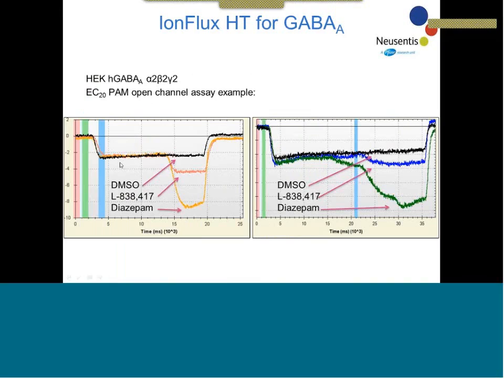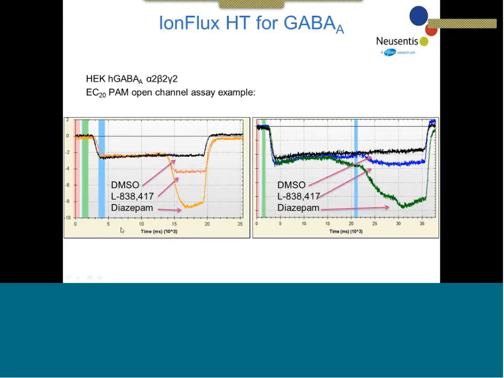So this is for GABA-A using an in-house cell line with alpha-2 subunit. We're applying an EC20 of GABA and then different positive allosteric modulators in an open channel assay format. What that means is that we first of all apply GABA to open the channels, and then we apply different compounds or DMSO, and then measure the enhancement of the current by these positive allosteric modulators. So what I hope you can see is that we can get very stable responses with GABA, and then very fast responses to different positive allosteric modulators.